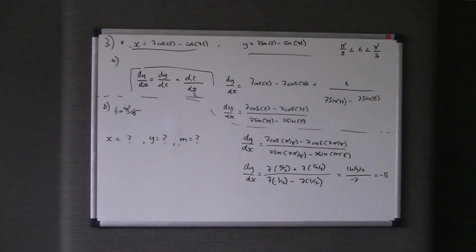So just to go over it again, what you do is you flip the fraction and take the negative version of it. So the gradient of the normal, m, is, because this is negative root 3 over 1, positive 1 over root 3, or just 1 over root 3. Okay, so now we've got the gradient.